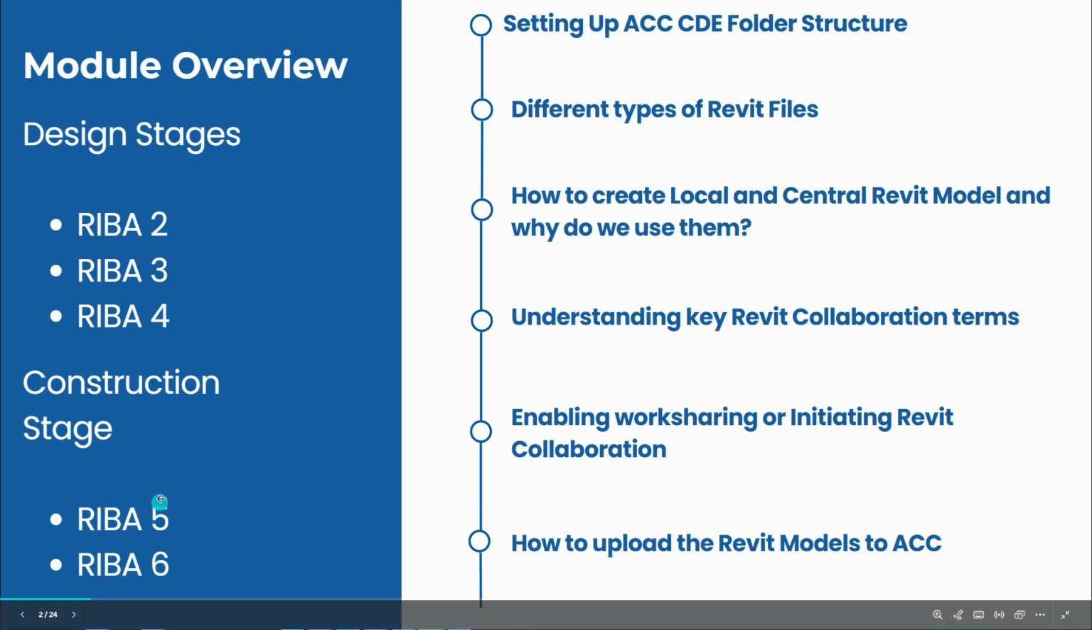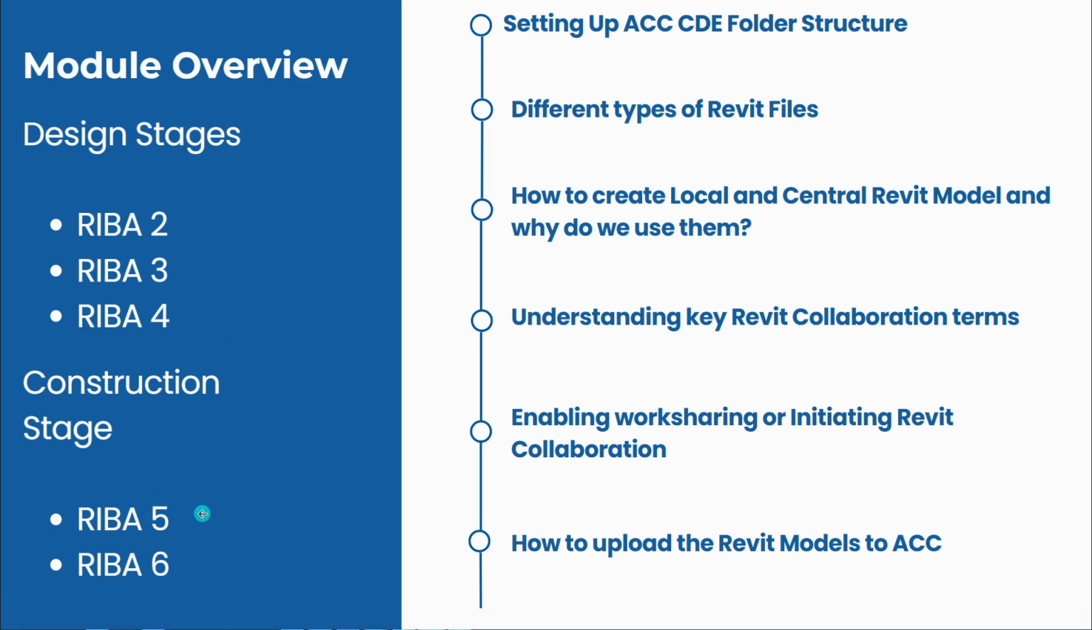Then in the RIBA 5 stage, the construction design team takes over all the models we produced in RIBA 4. The design team will no longer have any control over the models when they hand them over to the contractor. We'll also understand the different types of Revit files we come across.